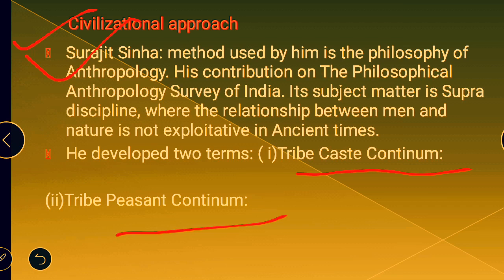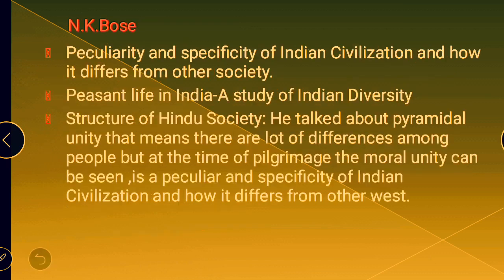So, let's talk about tribe-caste continuum first. It is basically the transformation of tribe to caste, where a tribe can enter into Hindu society by adopting the name of a clan or caste group, right? For example, the Todas tribe of the Nilgiri Hills. So it is basically the transformation of tribe to caste, whereas tribe-peasant is the transformation of tribe to peasant, basically in the form of occupation they continue. So this is about Surajit Sinha.